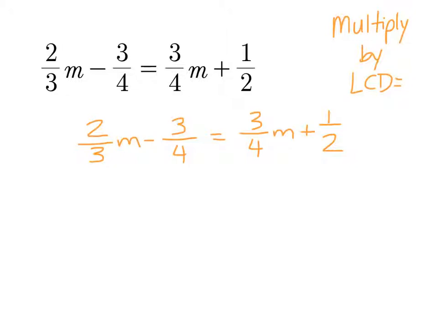We'll start with 4. 2 goes into 4, but 3 doesn't. So now 8. 2 goes into 8, but 3 doesn't. 12. 4 goes into 12. 2 goes into 12. 3 goes into 12. I found my least common denominator. And we're going to multiply everything by 12.